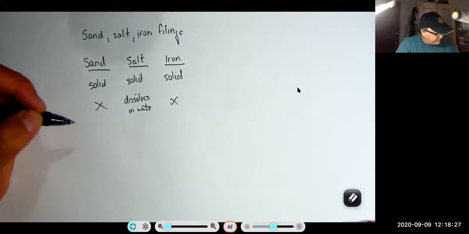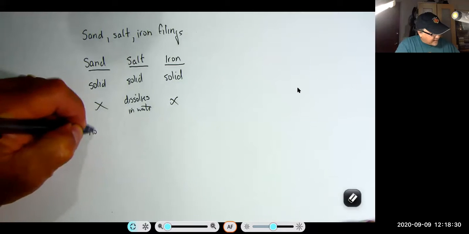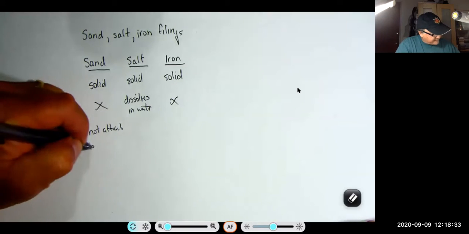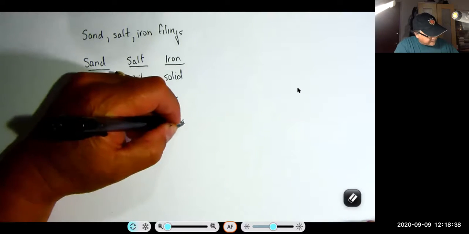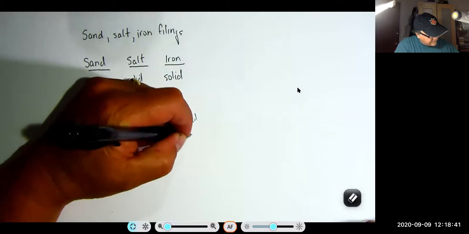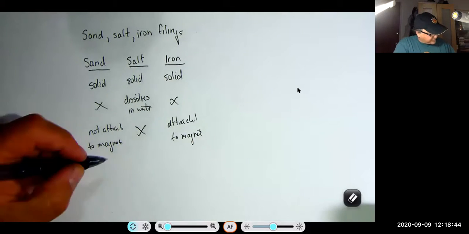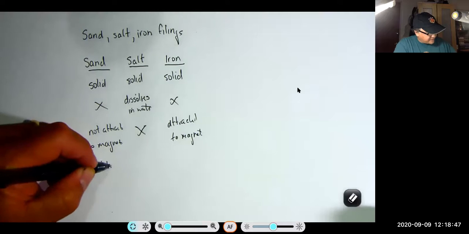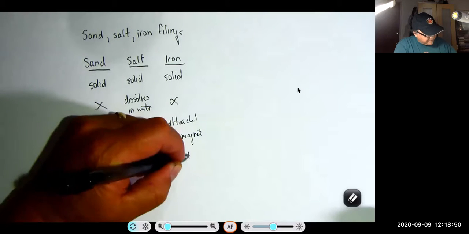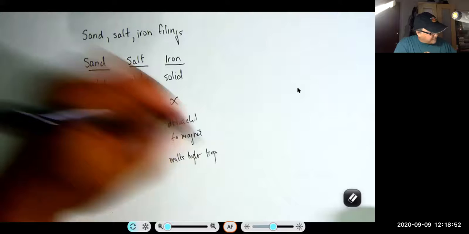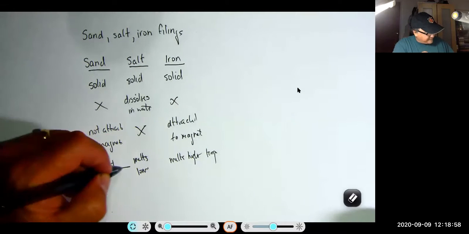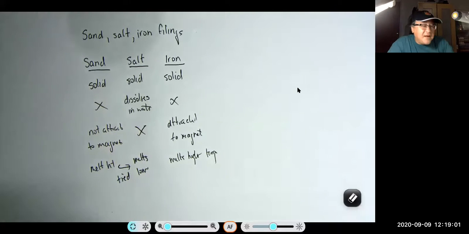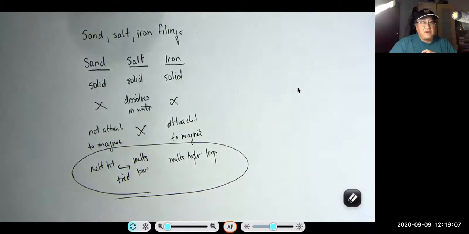What about magnetism? Not attracted to a magnet. And this is not attracted to a magnet, and this is attracted to a magnet. As far as melting point goes, this melts high temp. This melts at a higher temp. And this melts at probably the lowest temp of all, although it could be tied. So trying to separate these by melting them, who knows? And again, these are not things that you have rolling around in your head.